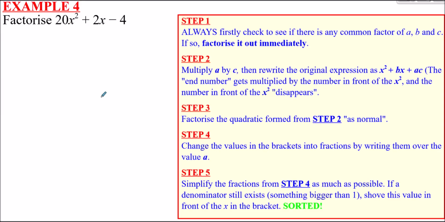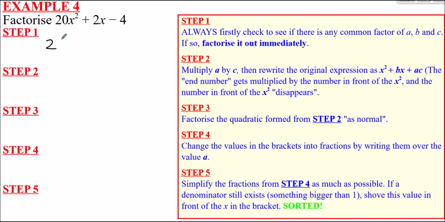This is where mistakes tend to happen because people will tend to launch in to just doing 20 multiplied by minus 4, then doing step 3, 4 and 5, like we did in the first 3 examples. This is why step 1, you always need to check, is there a common factor in here? So before we do anything, we need to factorise out the common factor of 20, 2 and minus 4, which of course happens to be 2. So our first step 1, we factorise out that 2 to give us 2 lots of 10x squared plus 1x minus 2.